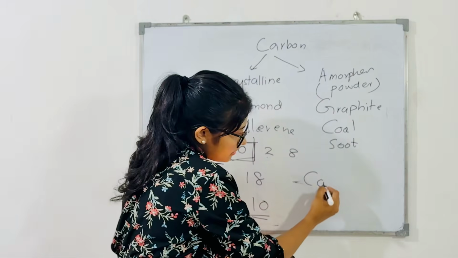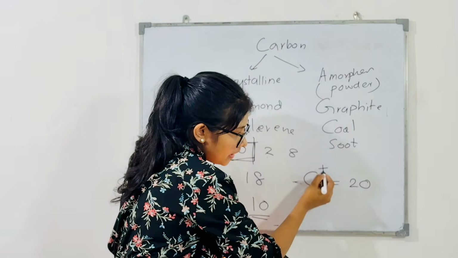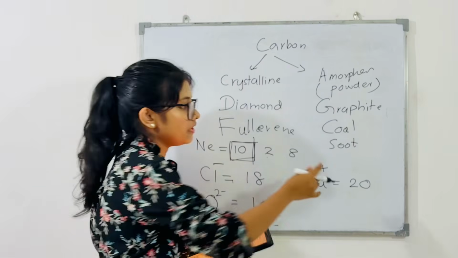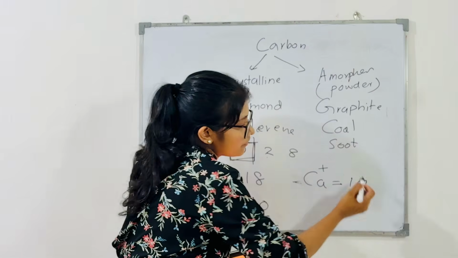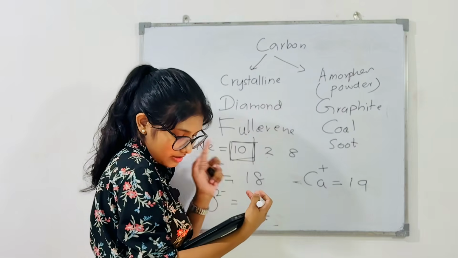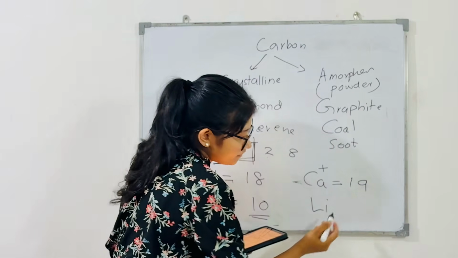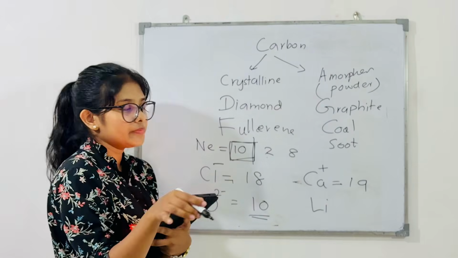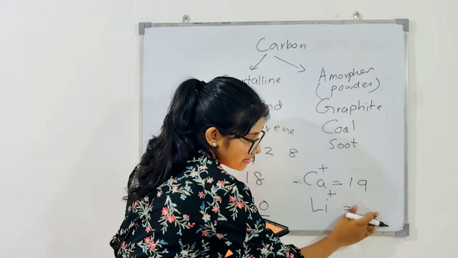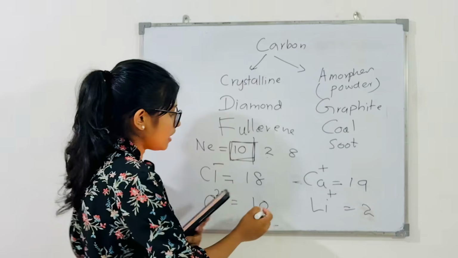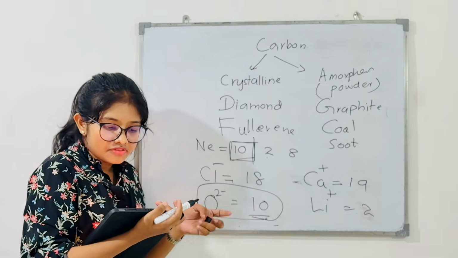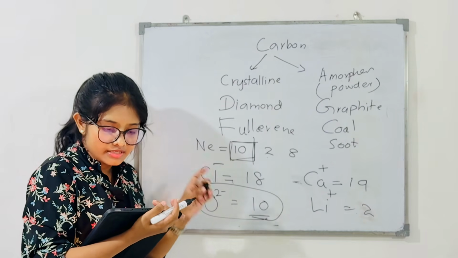I will consider the other two as well. Calcium is 20. Calcium plus means, to get a positive charge, you need to remove a negative particle. So it has removed 1 electron, so the number of electrons is 19. And the last one, lithium. The atomic number is 3. It means it has 3 protons and at the same time 3 electrons. But lithium plus means it has removed 1 electron. So the answer should be O2 minus, same as the neon. The answer for the 25th question is the second one.